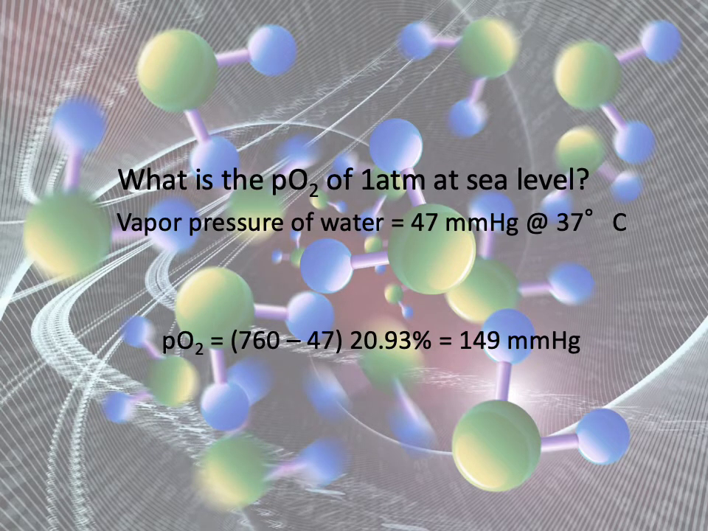So let's take a practical example of how to look at partial pressures. And we'll start by asking, what is the partial pressure of oxygen, or PO2, P for partial. What is the PO2 of 1 atmosphere at sea level?